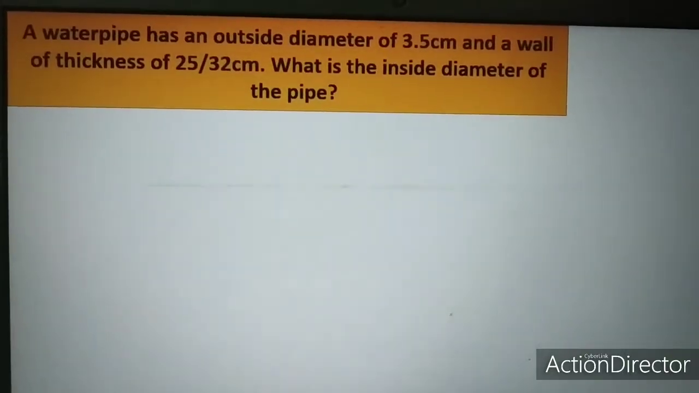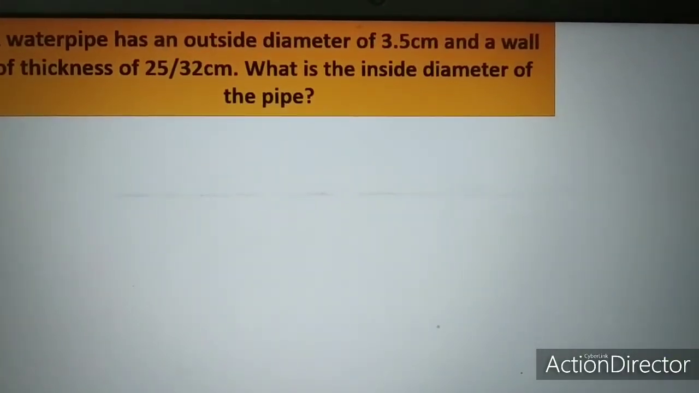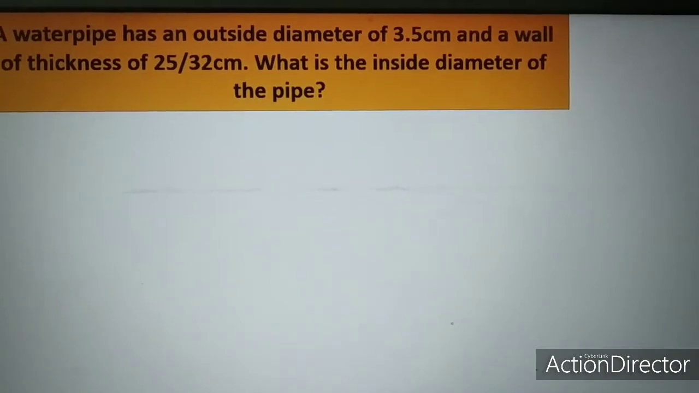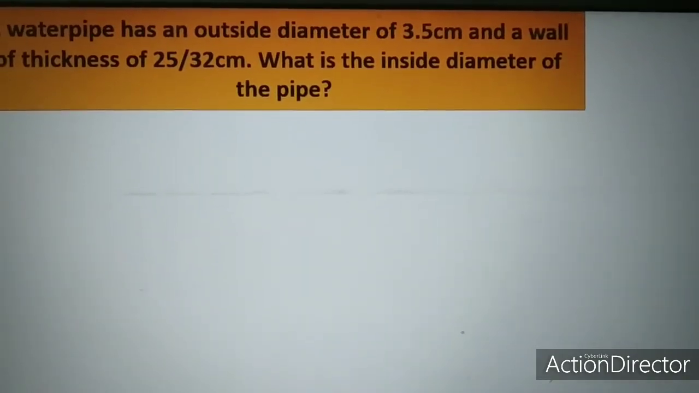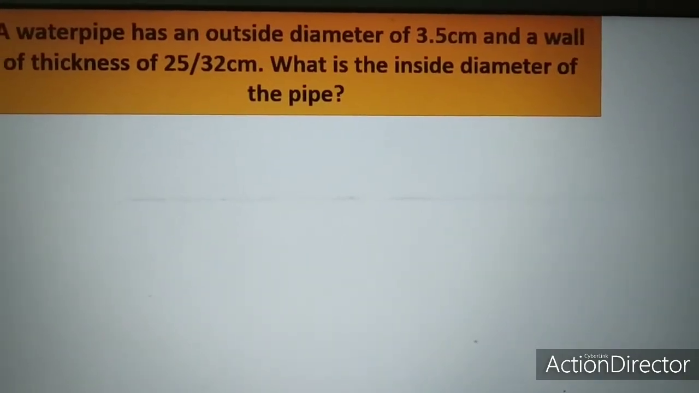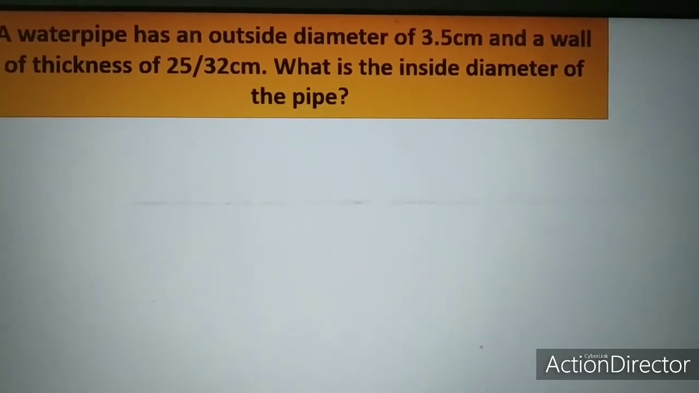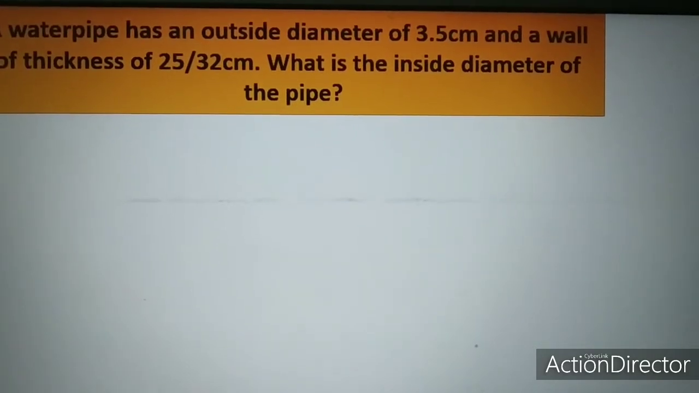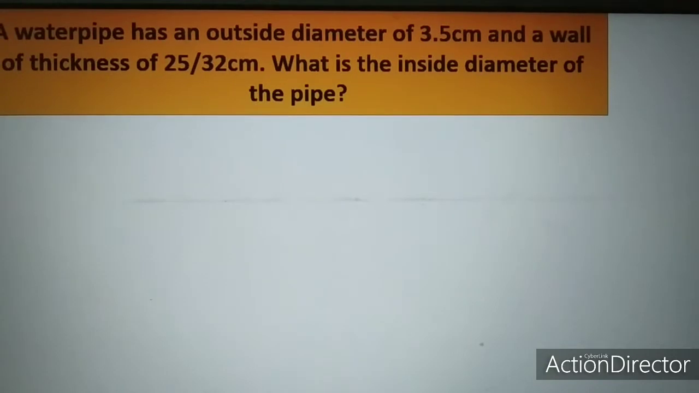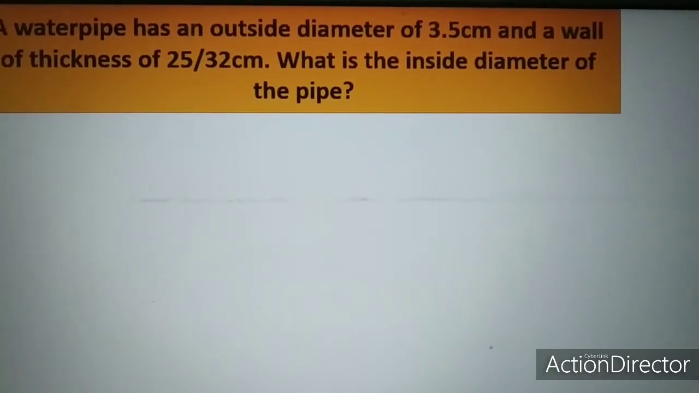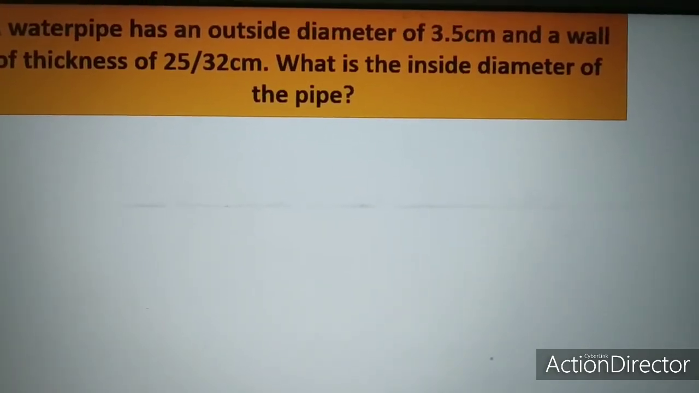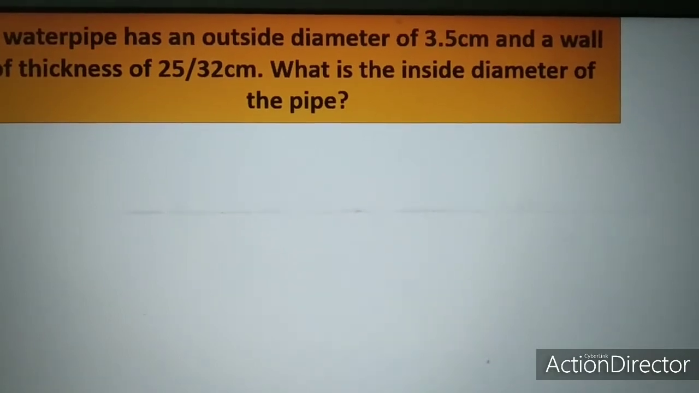Good morning, children. Today let us discuss some of the important story problems of your first chapter, that is rational numbers. Here a water pipe has an outside diameter of 3.5 centimeter and a wall thickness of 25 upon 32 centimeter. What is the inner diameter of the pipe?